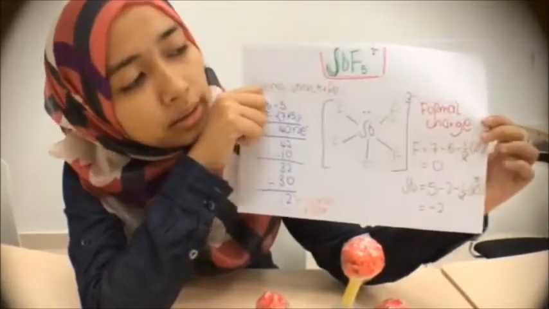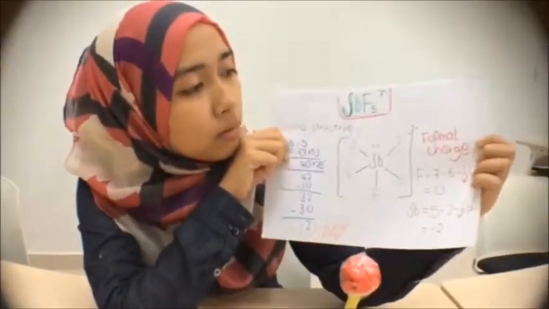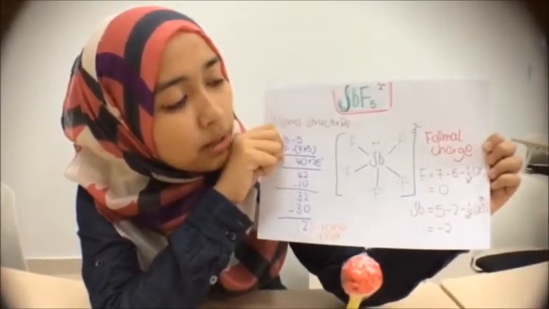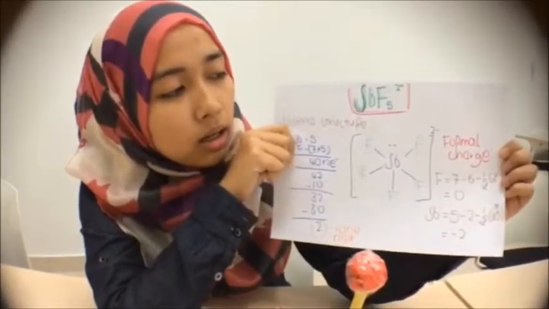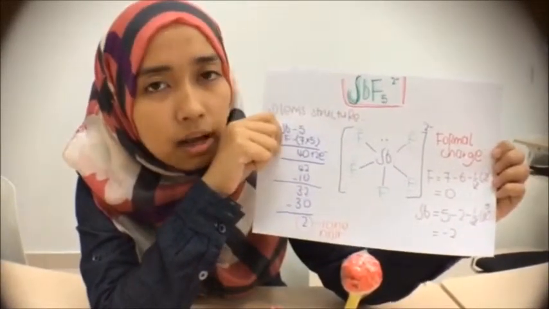We will now calculate the formal charge. The formal charge is valence electrons minus lone pair electrons minus half the bonding pair electrons.